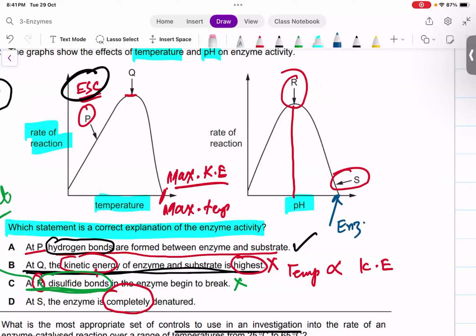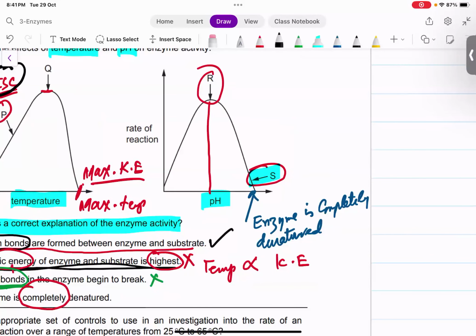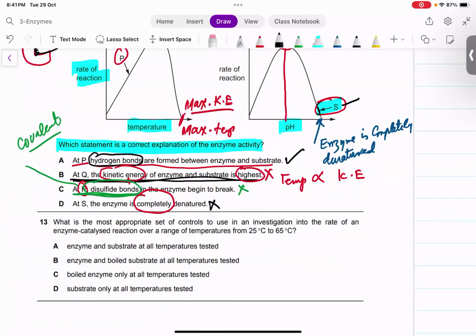Enzyme is completely denatured at this point. But S is slightly above that. Do you see, this is slightly above, where still there is some enzyme activity taking place. So when there is enzyme activity taking place, even if it is a lower enzyme activity, you cannot say that the enzyme is completely denatured. So this statement is also not correct. So the correct choice will be A in this case.